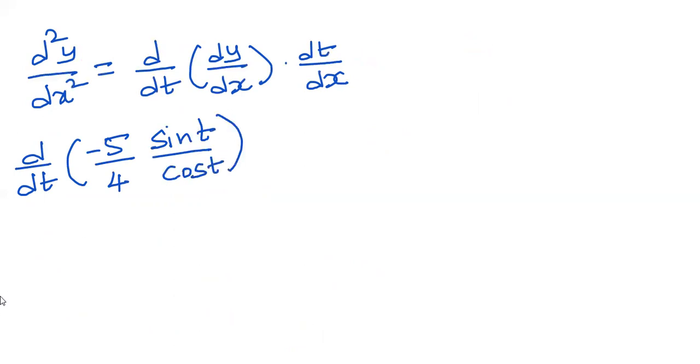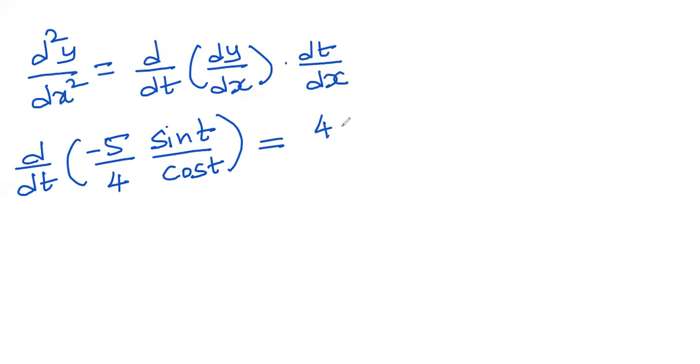So we can use quotient rule, or else sine t over cos t is tan t. You can straight away use it, but I prefer to use quotient rule over here. If you have not checked my video on quotient rule, please check that video. I have made videos on quotient rule and product rule as well. So I'll apply quotient rule to this.